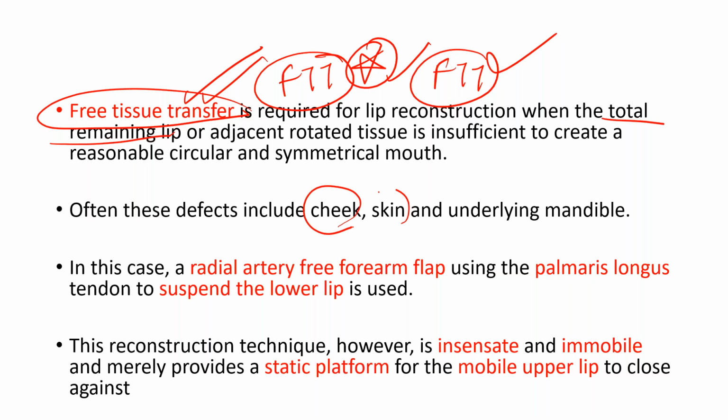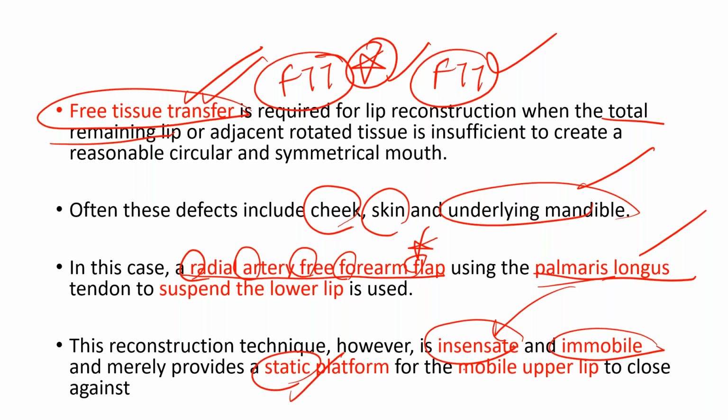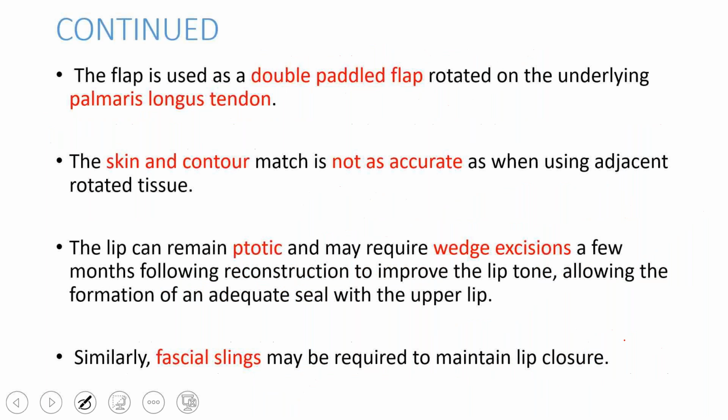So they can be in the cheek, skin, and underlying mandible. Anywhere you can do that. So radial artery free forearm flap. This is one of the important free tissue transfers along with the palmaris longus. You will be doing this. Of course, the problem with this is palmaris longus is insensible. The sensation is not there, and it is immovable. It is a static one, but the mobile upper lip is there. It will help to compensate.